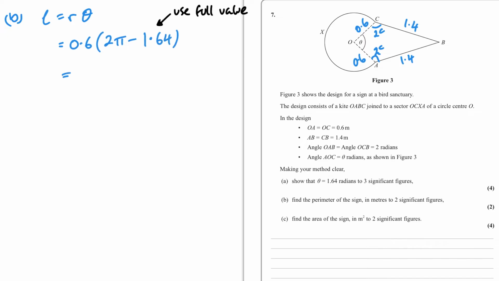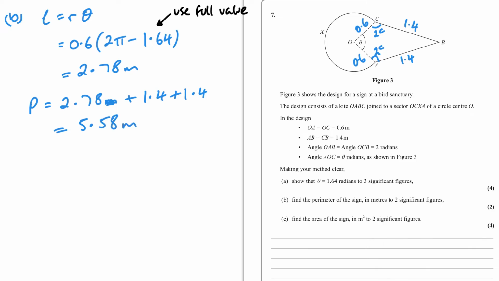And that gives me an arc length of 2.78 meters. So my perimeter is going to be my 2.78, plus 1.4 plus 1.4. So that's going to be 5.58 meters. It wants it to two significant figures, so 5.6 meters.